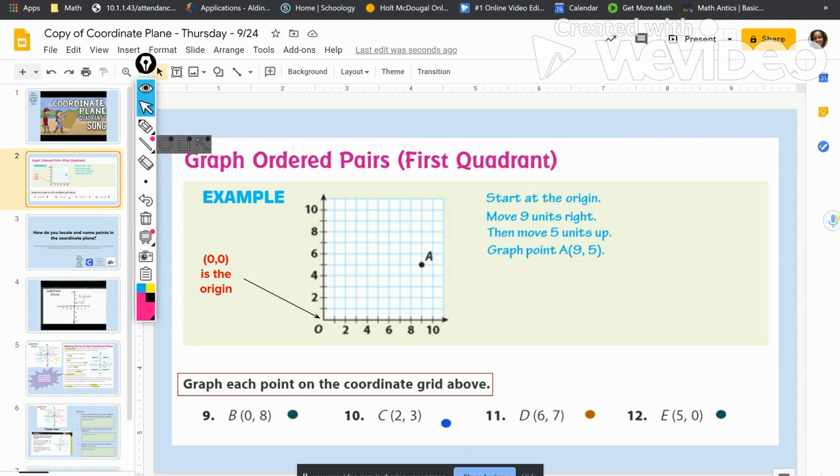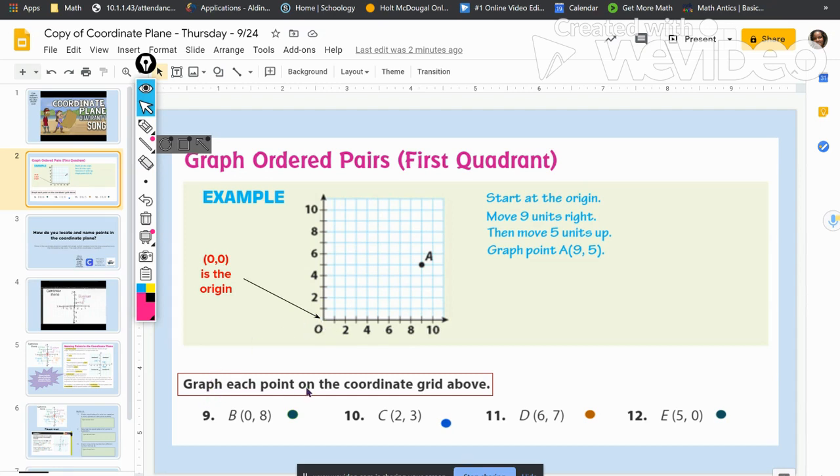So you had an example and you have your point A. Point A says start at the origin, and then we're going to move 9 units to the right. So go to 9, and then I'm going to move 5 units up, and that's how they graphed point A, 9, 5. Okay, remember 0, 0 is your origin. That's where you start each point, so you don't get confused. Just always start in the middle.